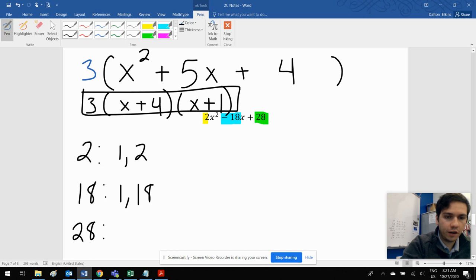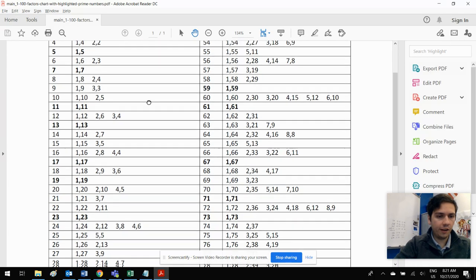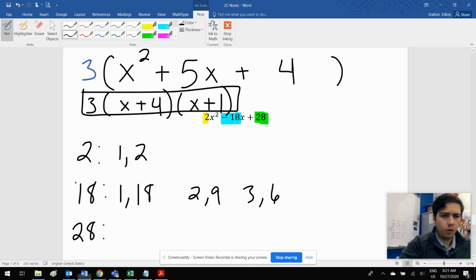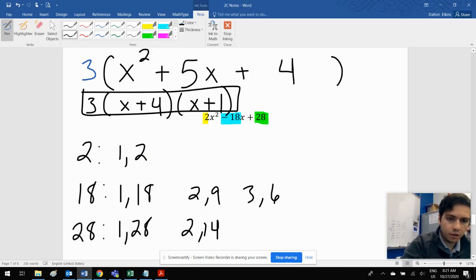Factors of 18: 1 and 18, 2 and 9, and 3 and 6. 28. Okay, that's a bigger one. 1 and 28, 2 and 14, and then 4 and 7.